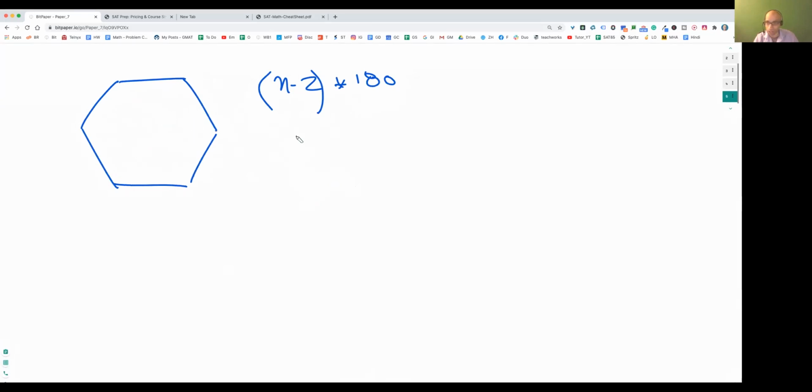All right. So n minus 2 times 180 is, so that's 4 times 180, that's 720, right? Now, here's the interesting part. Now, this hexagon could be any shape, right? It could be like this. Doesn't matter, right? It's 6-sided.